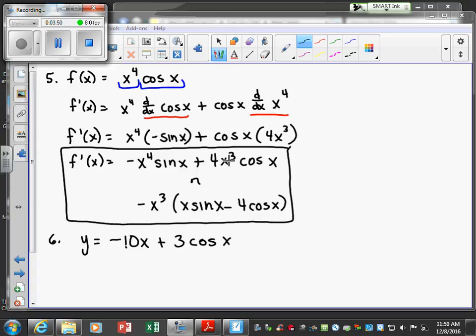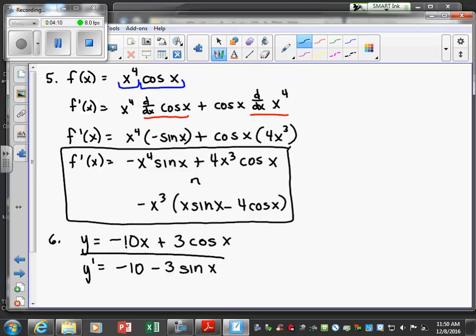Okay, so here we would just have y prime. What's the derivative of the first term? Negative 10. And then I would have the 3 that's there, but what's the derivative of the cosine? Negative sine, so I have minus 3 sine of x.